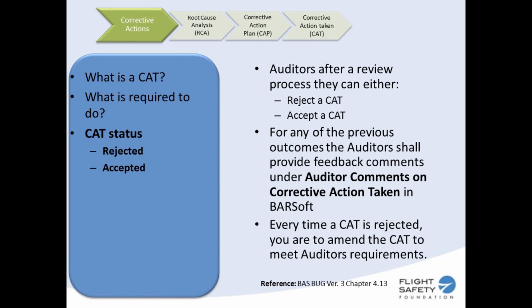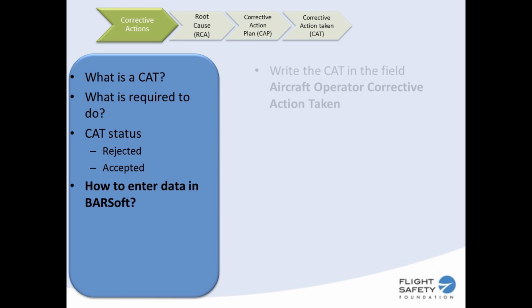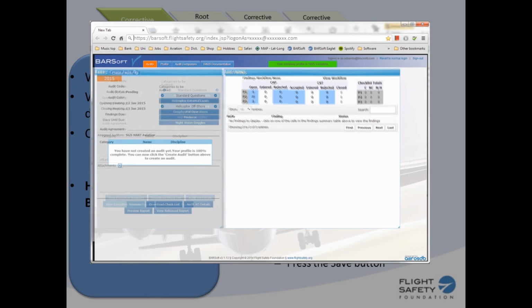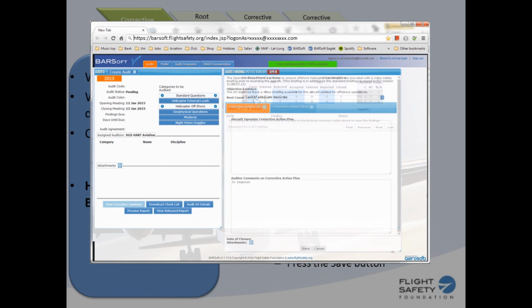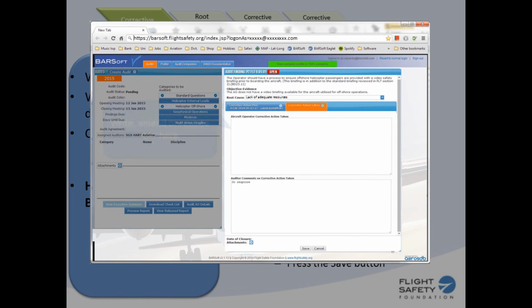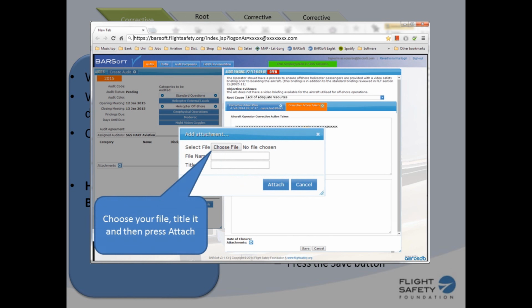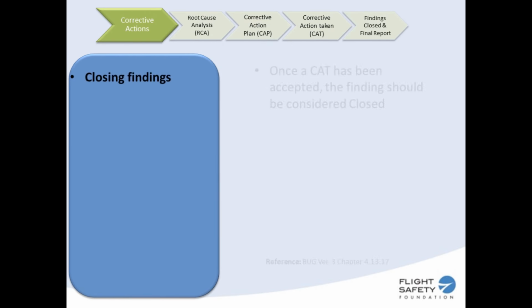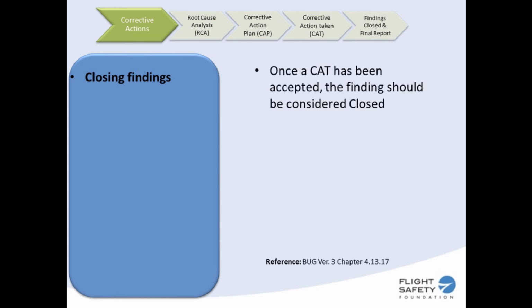The assigned auditor will review the information and supporting evidence for the corrective action and will either accept or reject this action. If it's accepted, it will close the finding. The auditor must review evidence of documentary changes and any implementation that was carried out in order to close the finding. The operator should attach documents showing evidence directly to the individual corrective action within BARSoft. Once the auditor has accepted this information, the finding will be considered as closed.